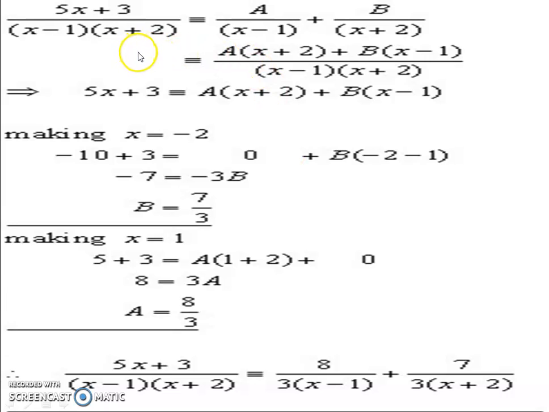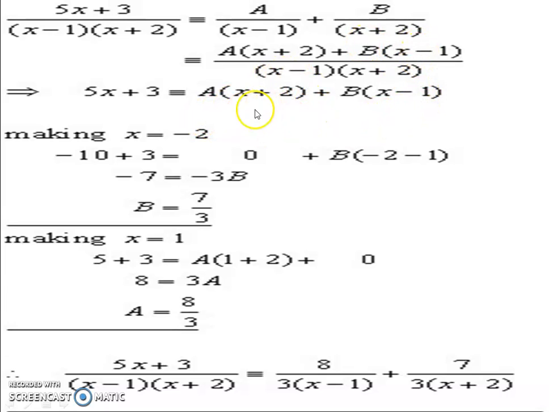Again our old pattern: 5x plus 3 upon (x minus 1)(x plus 2). So we write capital A upon x minus 1 plus capital B upon x plus 2. We take the cross multiplication. We derive A into (x plus 2) plus capital B into (x minus 1) upon (x minus 1)(x plus 2). Cancelling the denominator, we derive the numerator only: 5x plus 3 equals capital A into (x plus 2) plus capital B into (x minus 1).